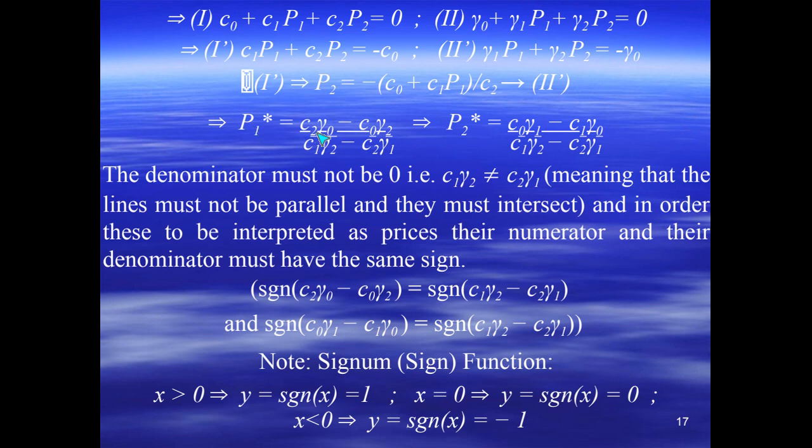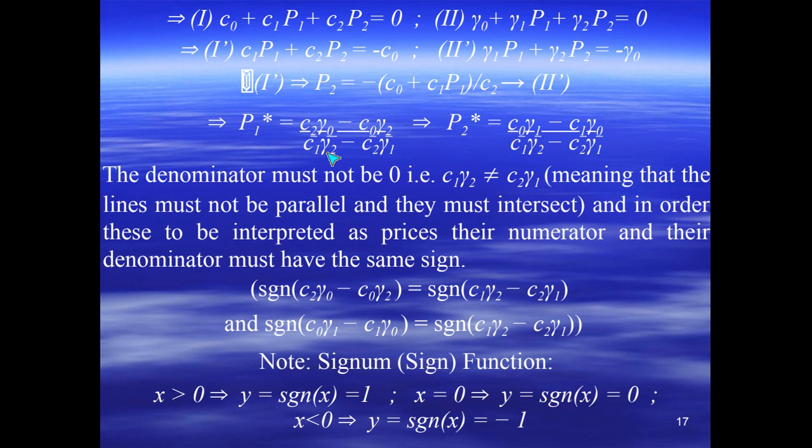P1 star is equal to C2 gamma 0 minus C0 gamma 2 over C1 gamma 2 minus C2 gamma 1. And P2 star is equal to C0 gamma 1 minus C1 gamma 0 over C1 gamma 2 minus C2 gamma 1. Note that the denominators are the same, and of course, they should be the same. The whole system has one denominator, which is also a condition for the existence of the solution. The denominator must not be 0.